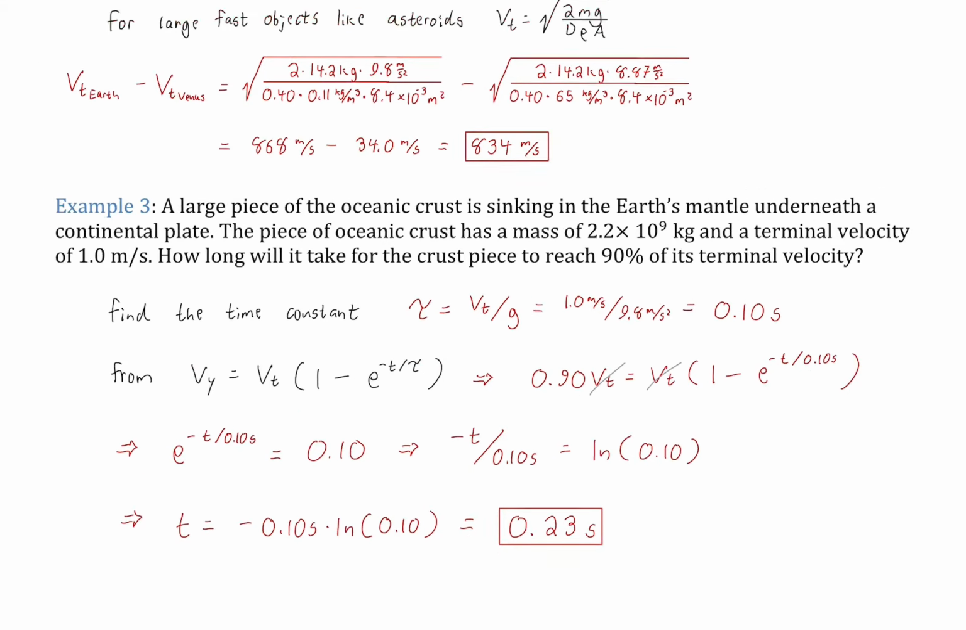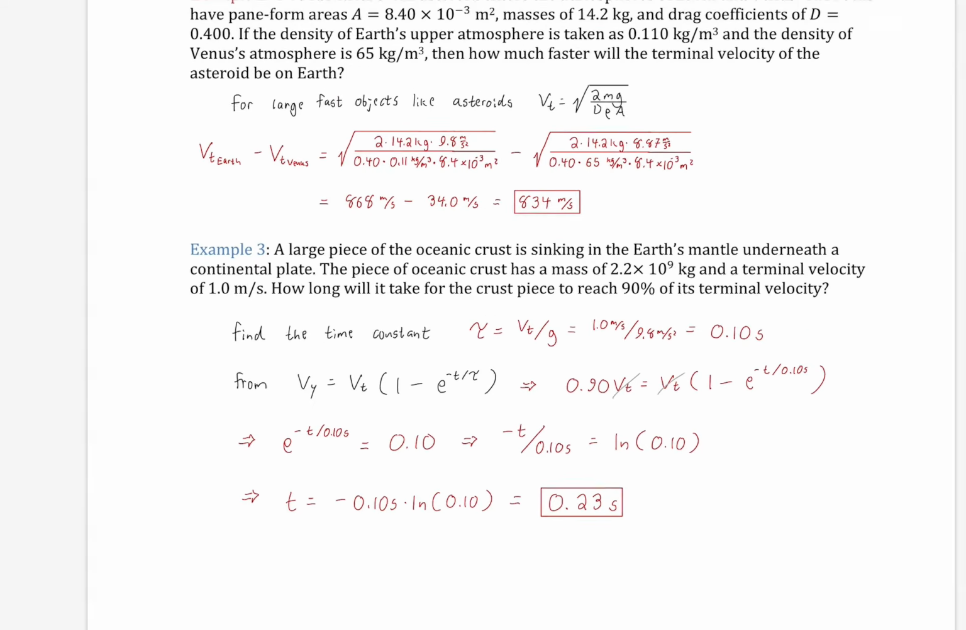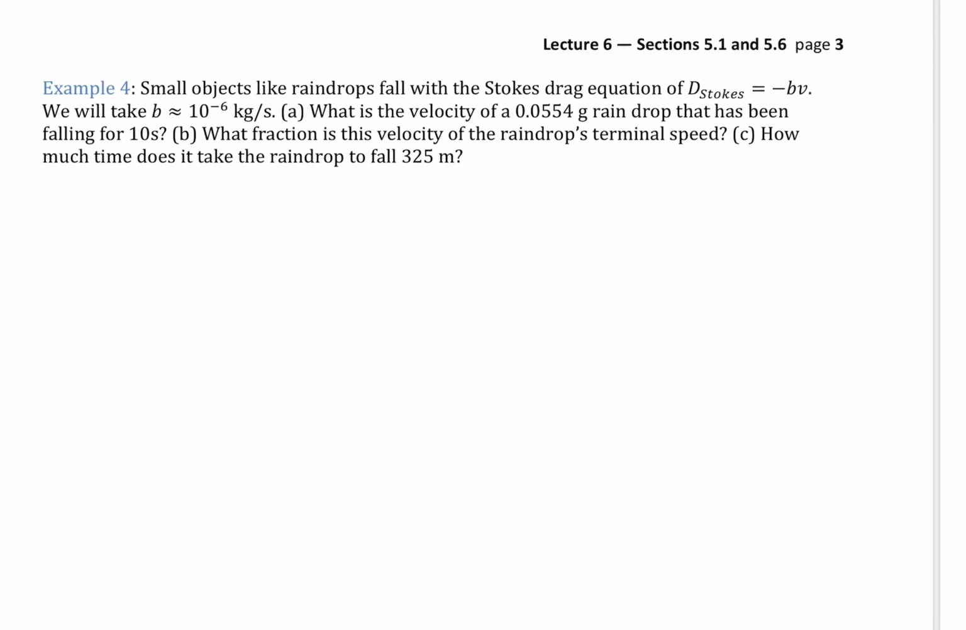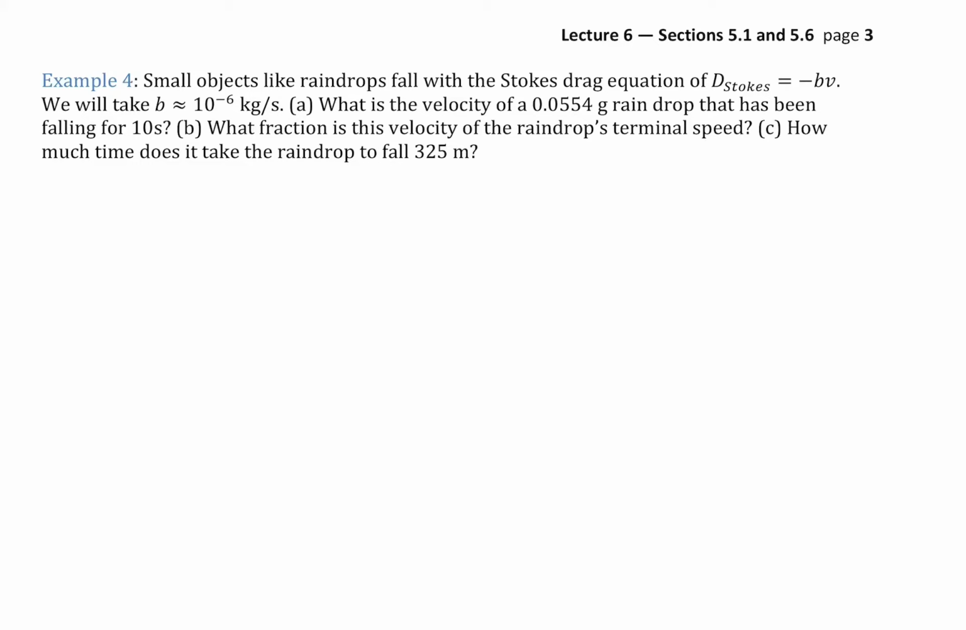Okay. All right. Now let's do a couple of larger, more complex ones. So here we have small objects like raindrops. So Stokes drag. All right, notice what I'm asking here. First of all, I remind you of the form of the function. I give you the Stokes drag coefficient. Then I say, what is the velocity of this certain mass raindrop, because we do need the mass, that has been falling for 10 seconds.